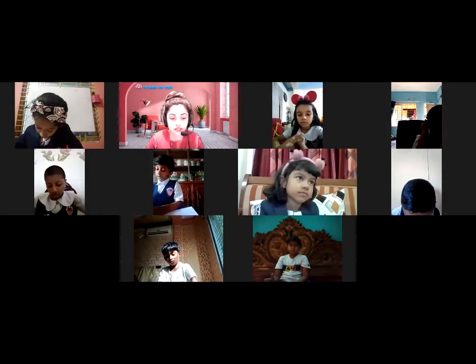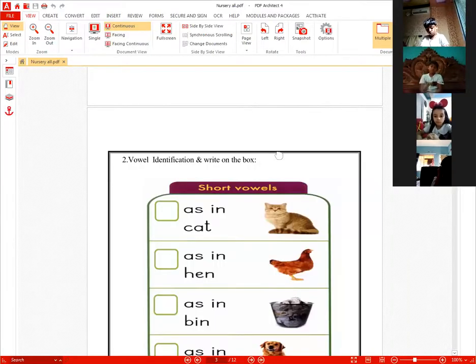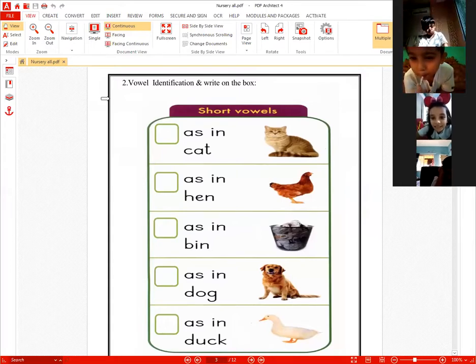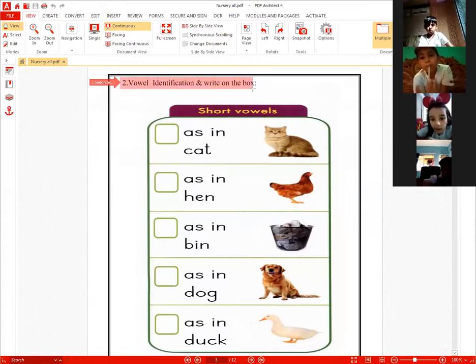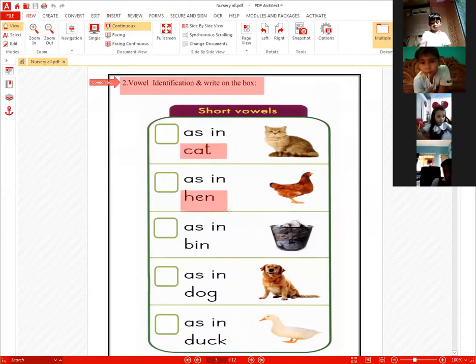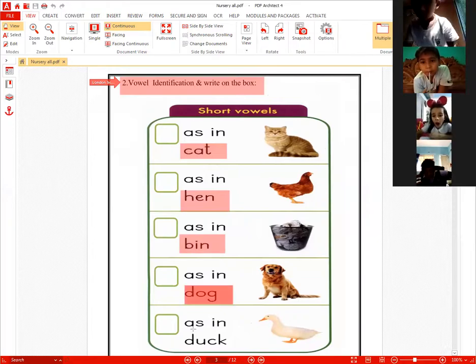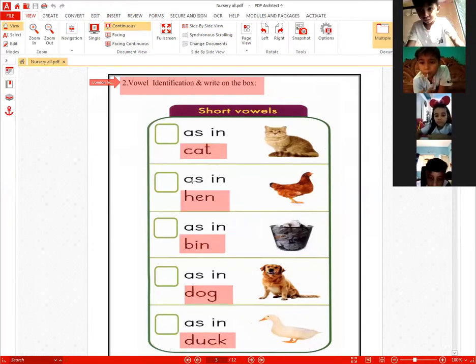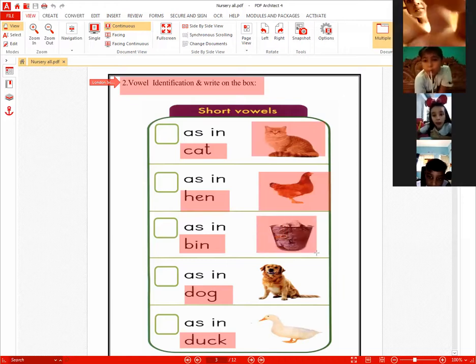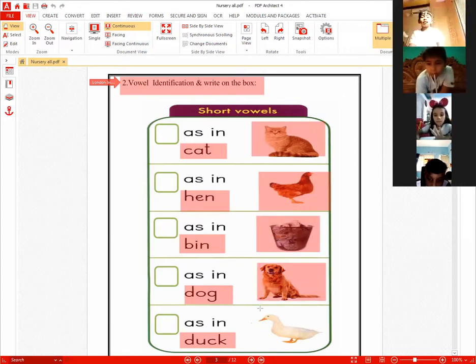Now I am going to the next topic. Hello, dear students. All of you know about this topic also, am I right? The topic is vowel identification, write in the box. Here, look: cat, hen, bean, dog, duck. 1, 2, 3, 4, 5. Here you have 5 sentences and 5 pictures. Now you write only the vowels on this topic.